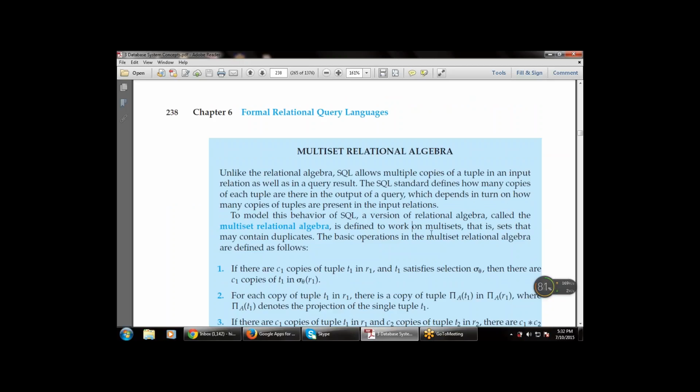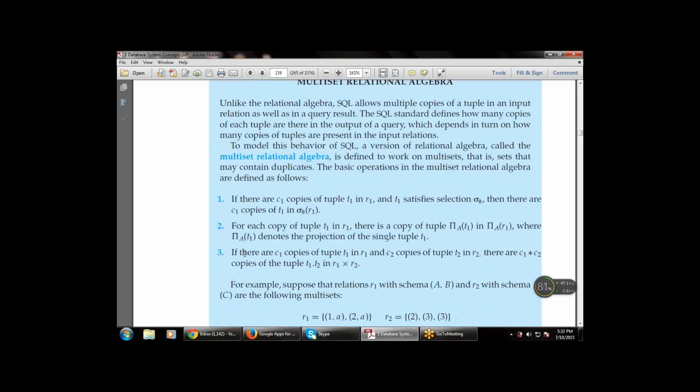The basic operations in the multiset relational algebra are defined as follows. This is a multiset operation: if there are C1 copies of T1 in R1 and T1 satisfies the selection, then there are C1 copies of T1 in the result expression.